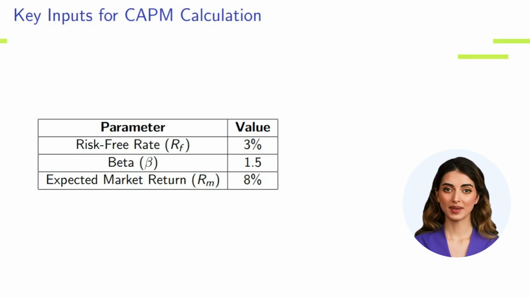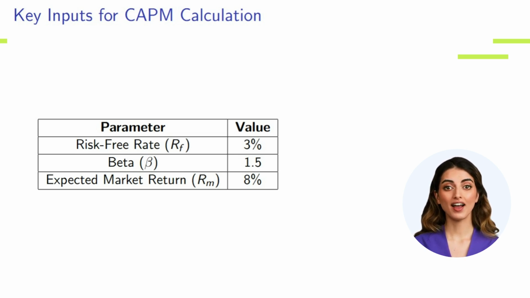Alright, let's start with the basics. The CAPM formula helps us determine the expected return on an investment based on its risk compared to the overall market. This is especially useful when we're trying to decide if an investment is worth the risk. The model combines the risk-free rate, the beta of the stock, which measures its volatility relative to the market, and the expected return of the market. Here's what we need to know.